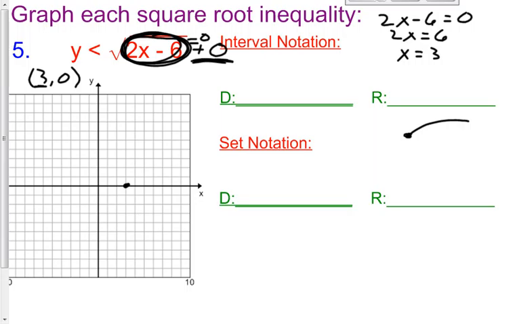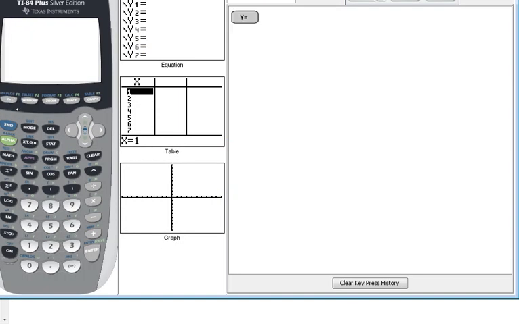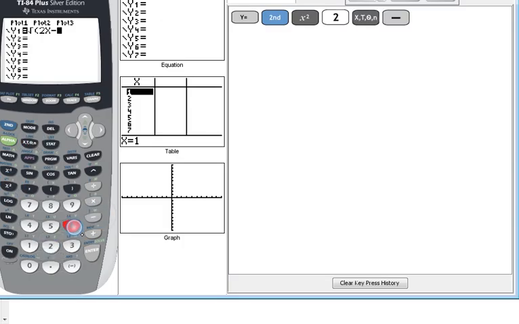Now, to find the other points, all you're going to do is use your graphing calculators. So please take out your graphing calculator and put in y equals. For now, we're going to pretend this is an equal sign. I know it's less than, but we're going to pretend it's an equal sign right now. So y equals the square root of 2x minus 6. Make sure that's all underneath the radical.